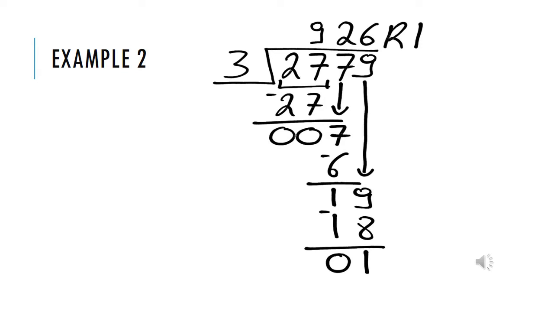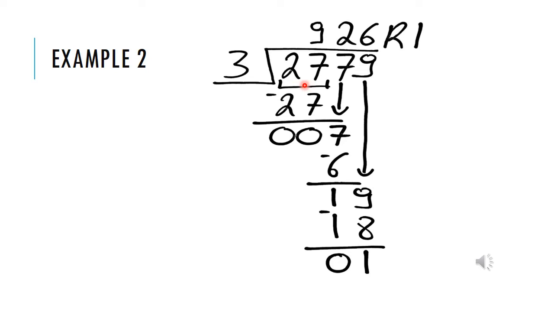In example 2, I have to divide 2779 by 3. First, I have to compare the divisor with the first digit of the dividend on the left. The divisor equals 3, the first digit of the dividend equals 2. The divisor is greater than the first digit of the dividend, so here I have to use 2 digits from the dividend in the first step.